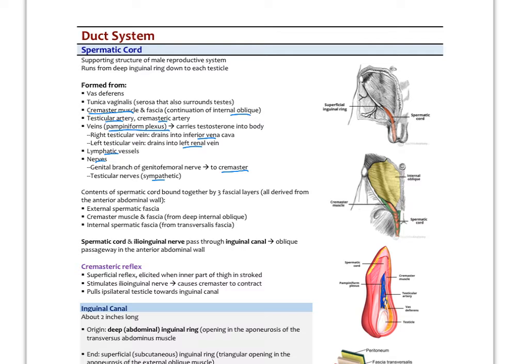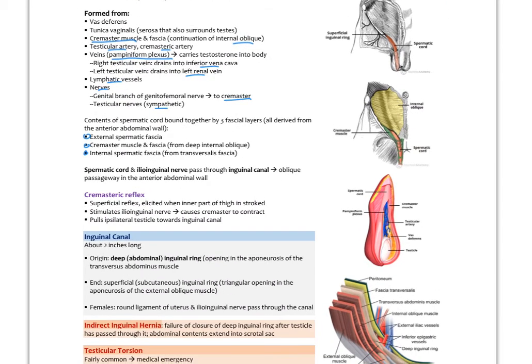Again, these are all derived from components of the anterior abdominal wall. So the external spermatic fascia, the cremaster muscle and fascia, and the internal spermatic fascia. Those are kind of technical things, but think of this really as a supporting cord reaching down from the abdominal cavity, carrying the arteries, the veins, the nerves, lymphatics, and all these different fascial layers. The spermatic cord and the ilioinguinal nerve, which is another nerve from the lumbar plexus, part of your somatic nervous system, passes through the inguinal canal, and that's again an oblique passageway in the anterior abdominal wall.